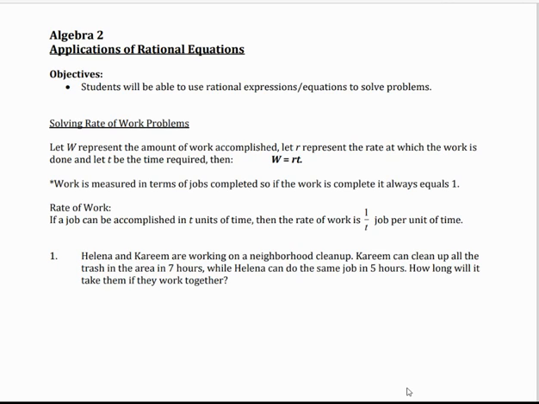For this section, I'm going to go through each problem and help you set up the equation. I may solve a few of them with you, but the others I'm going to have you solve on your own. Okay, so let's look at the first scenario, and that is a work problem.